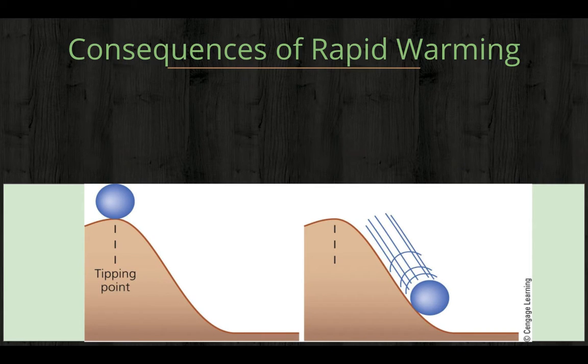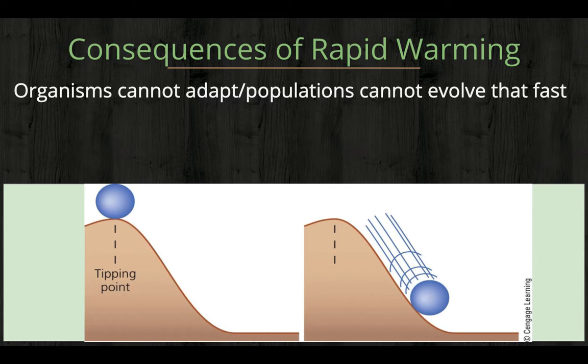So, obviously rapid warming is bad. Populations just cannot evolve that quickly. You need enough time to undergo evolution as a population. Mutations don't just happen all the time, so things will die. Biodiversity decreases, and think about what that does.